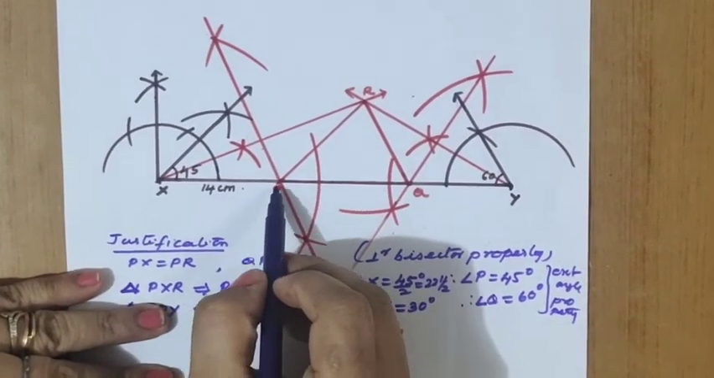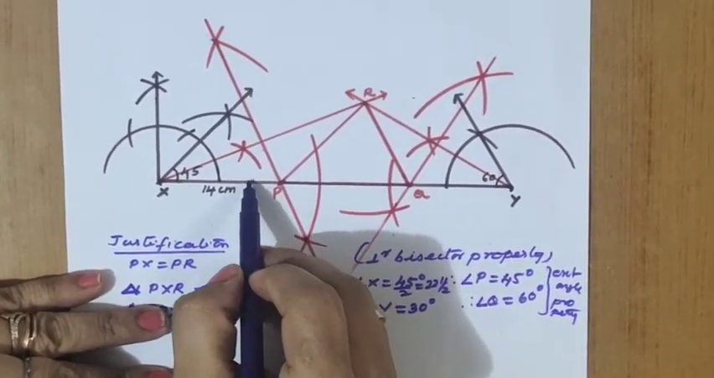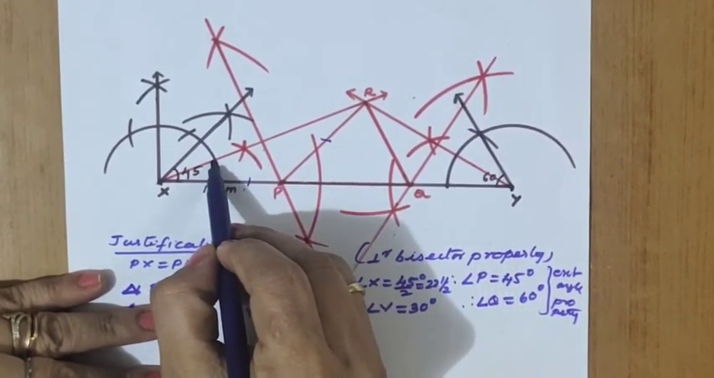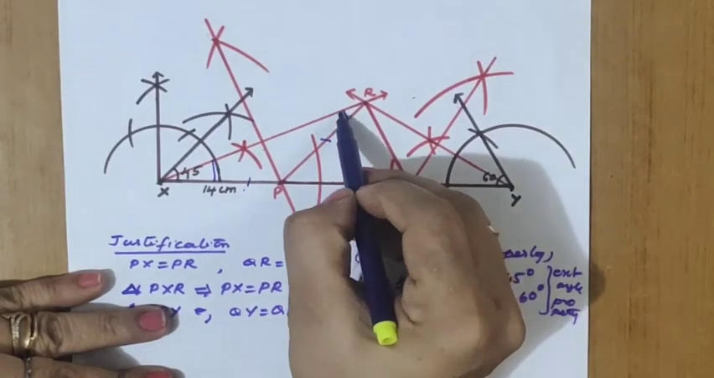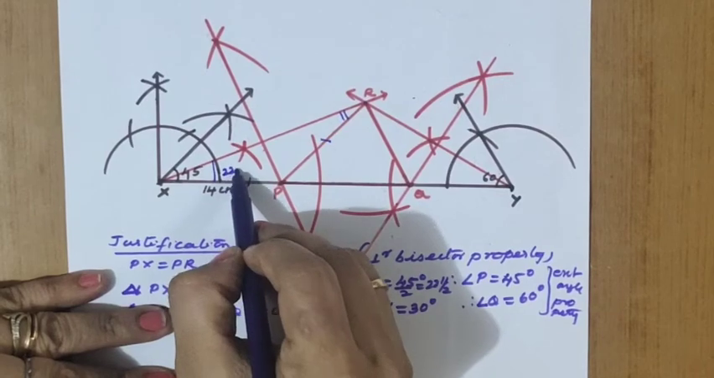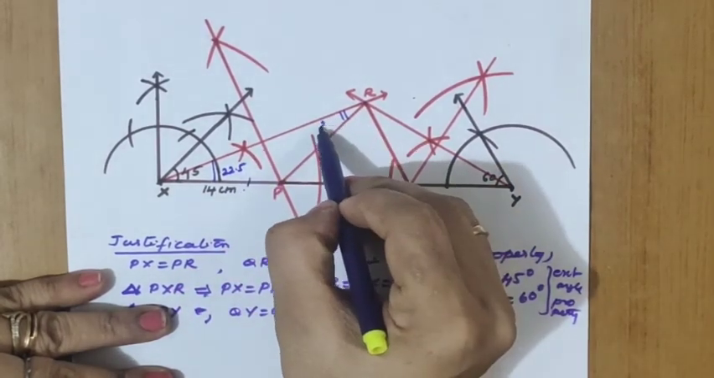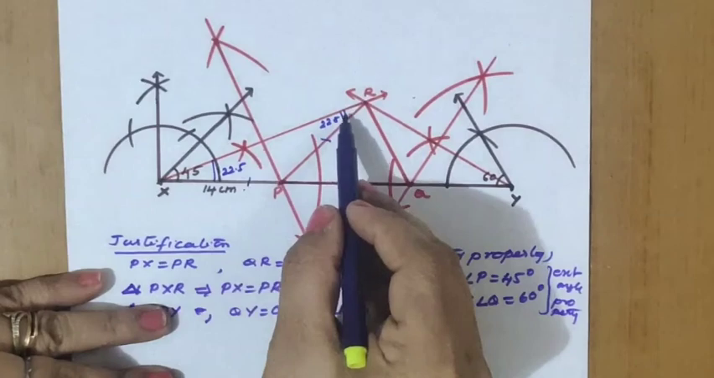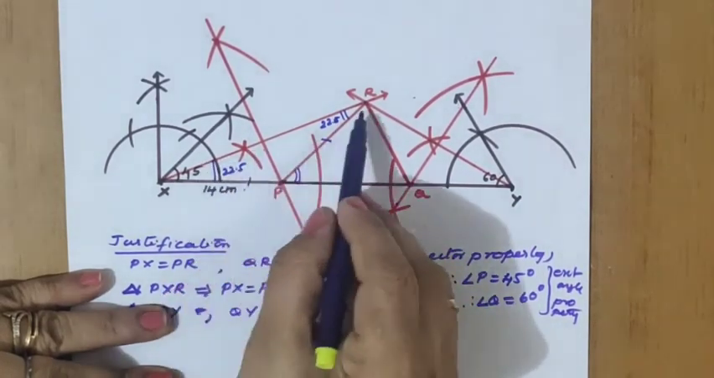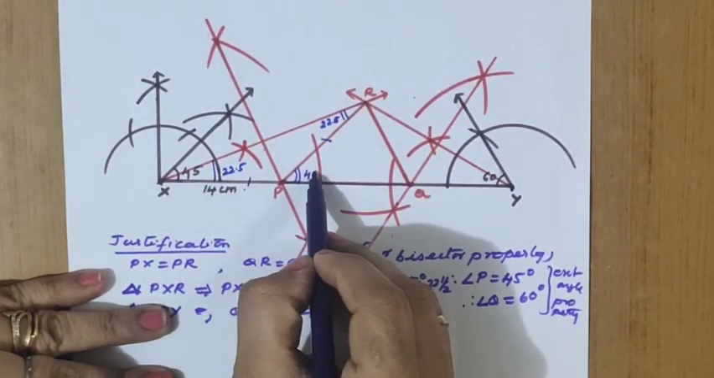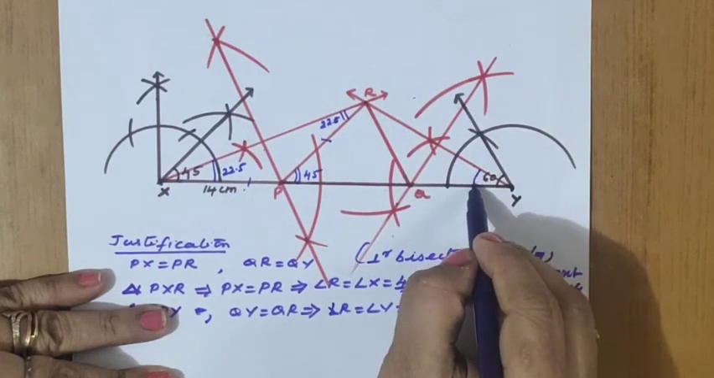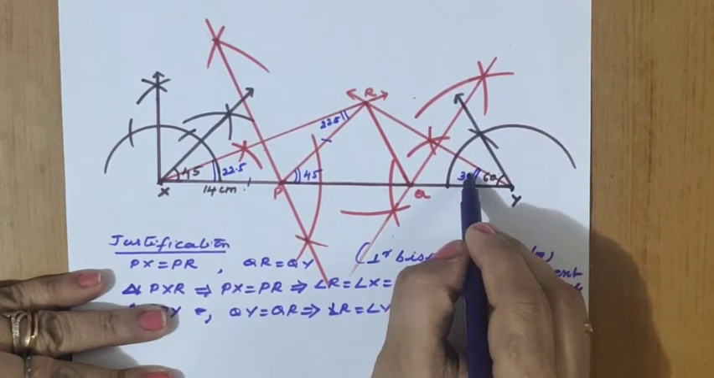So how to do the justification? P is a point on the perpendicular bisector, PX equal to PR. Now the base angles are equal, first and here second. So it is 45 by 2, it is 22.5 only. So here also 22.5, here also 22.5. If both the angles are 22.5, this will be the exterior angle for the triangle. See the triangle, so it is again 45, the sum of the opposite interior angles. Now this is 60 and it is bisected here, so we are marking it as 30 only.